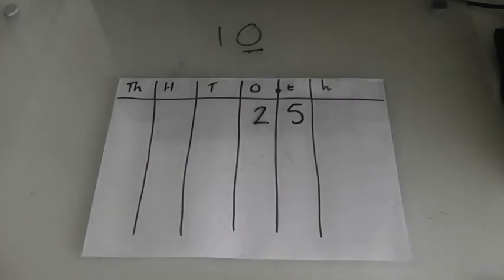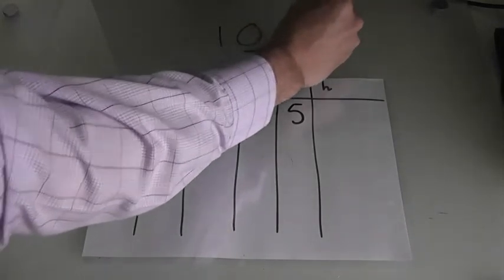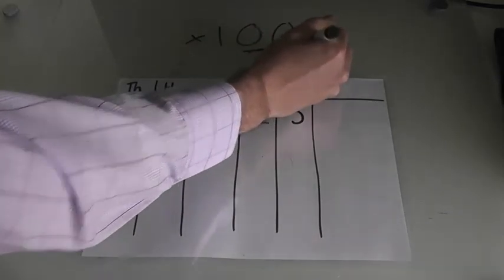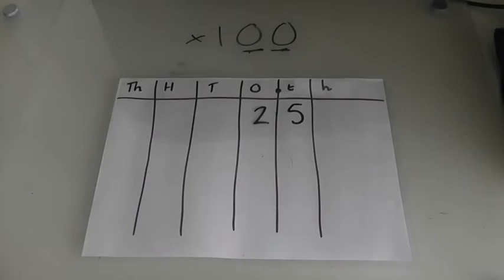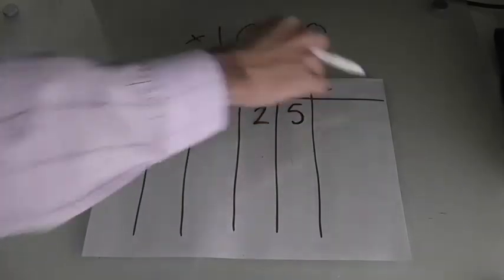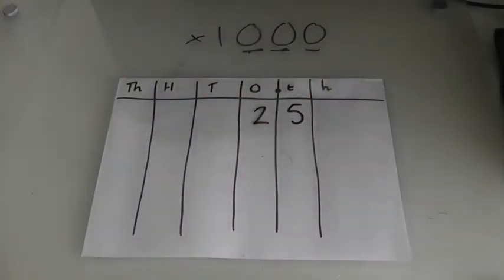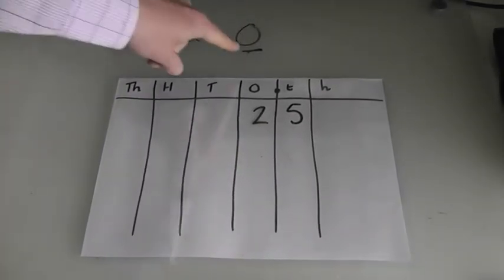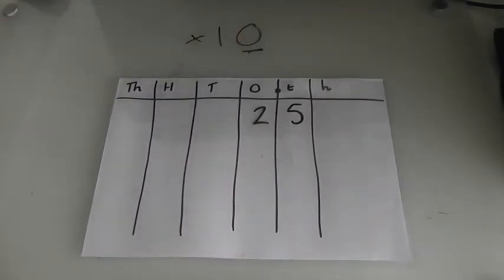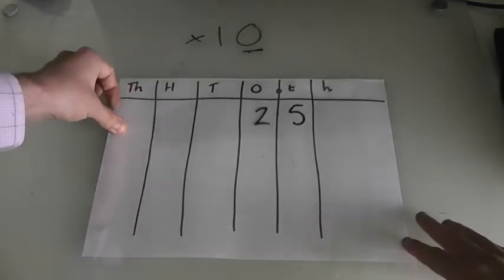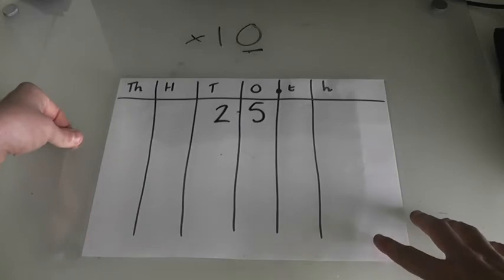So if you've got 10, you're moving your number to the left once. If you're multiplying by 100, how many times do you think you're going to move it to the left? Brilliant, twice, because you've got 2 zeros. If you are multiplying by 1000, how many times are you going to move it to the left? Exactly 3 times. So let's first of all multiply by 10. We know we're moving it to the left 1 time, so you're moving the whole number to the left once.